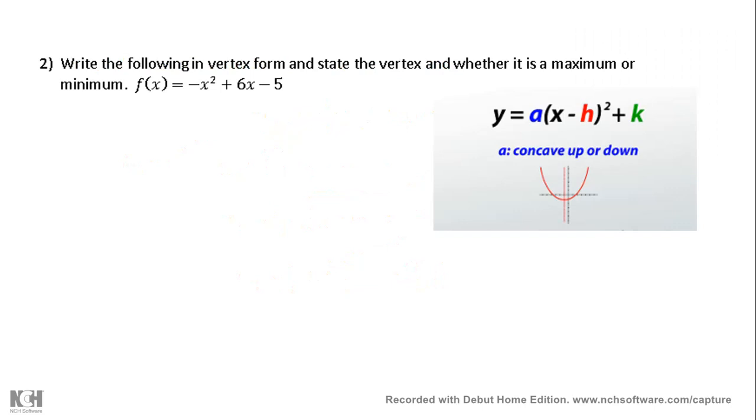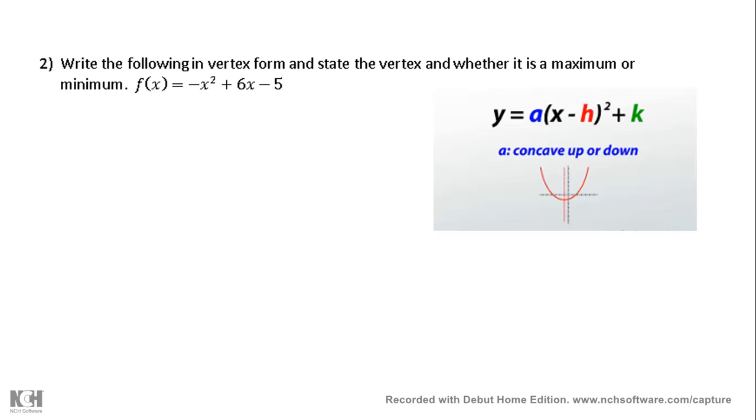Okay, on to the next one. This one is: write the following in vertex form and state the vertex and whether it's a maximum or a minimum. Okay, so now let's look over here. y equals a times (x minus h) quantity squared plus k. That is vertex form of a quadratic equation. The h and the k is the vertex, and that's why it's called vertex form, because you can easily see what the vertex is when you look at it.